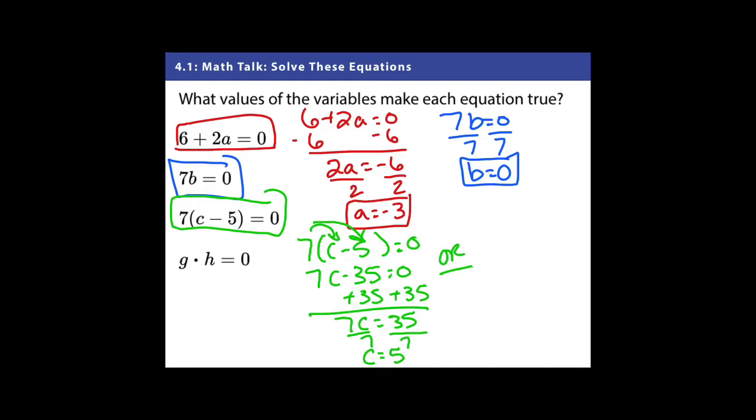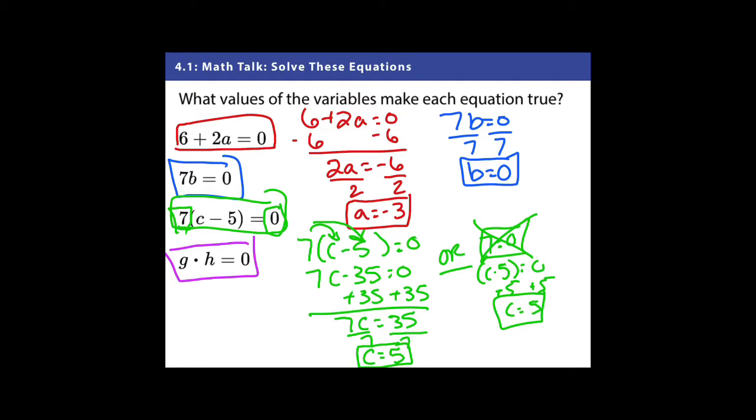Or, if you do 7 equals 0, so your 7 right here equals 0, and your c minus 5 equals 0, and add 5, you get c equals 5. And if you do 7 equals 0, that does not work, so that is not a solution. So it would be c equals 5. And then for our last one, it would either be g equals 0 or h equals 0.